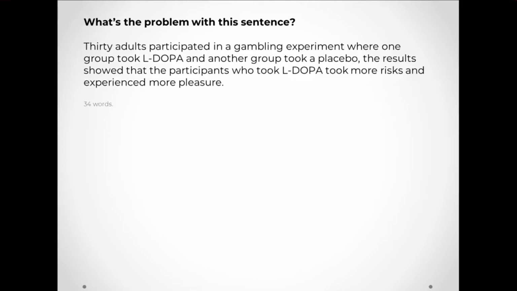This is one problem, and the other is you used "where" instead of "which." You give too much description after "where." You repeated "one group took L-DOPA and another group took a placebo," and then the result, the participants who took L-DOPA, you repeat the same. And there you go.